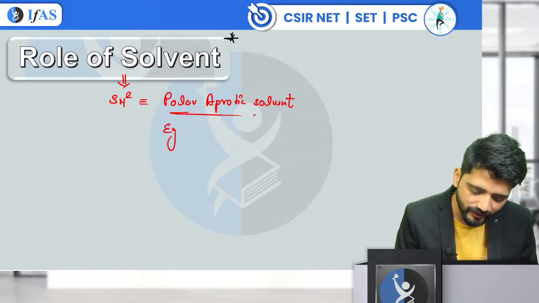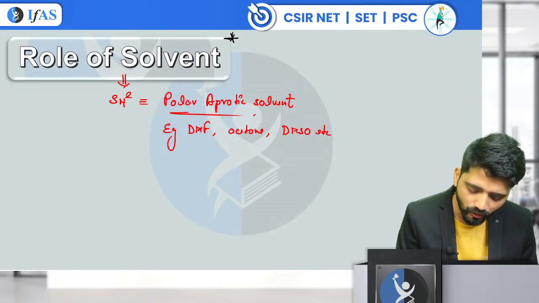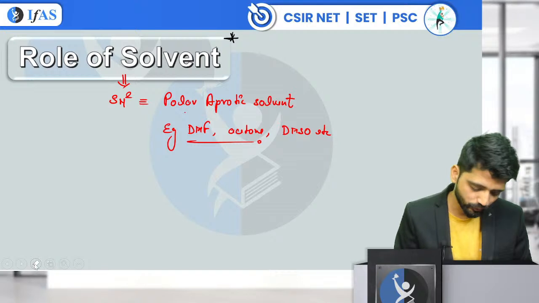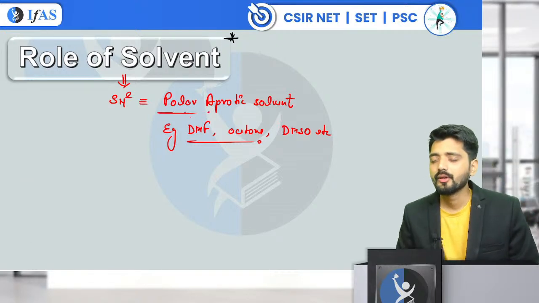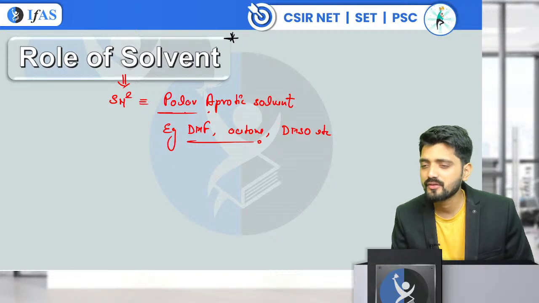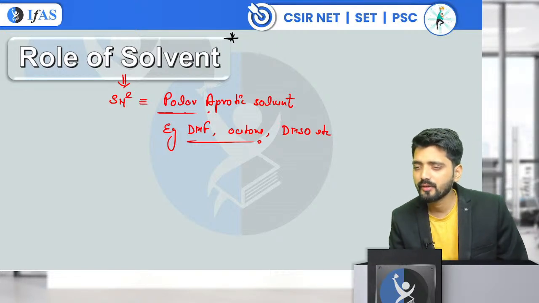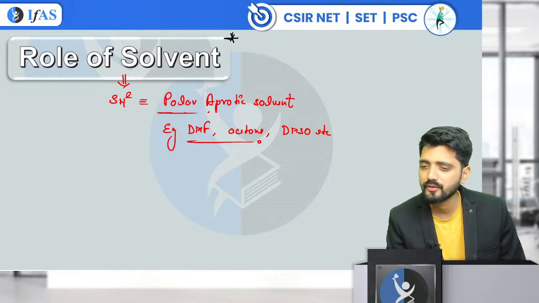There are a lot of examples for polar aprotic solvent like DMF, like acetone, correct? Like DMSO and etc. These all are different examples for polar aprotic. But what's the reason you prefer it? Because it stabilizes the transition state, increases the nucleophilicity. Very good. Polar aprotic, because nucleophilicity increases, because it enhances the nucleophile.